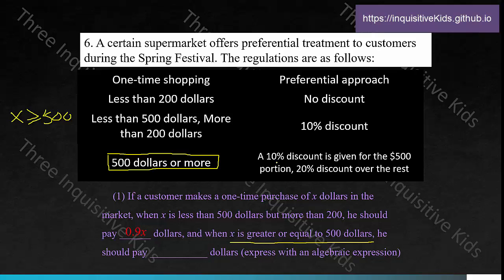Well, it says that a 10% discount is given for the first 500 portion, and then a 20% discount over the rest. That would be 0.8x plus 50, because what this means is we first have a 10% discount on the first $500, and then we get a 20% discount over the rest, so that would actually be minus 20%, and that would be 0.8x dollars.